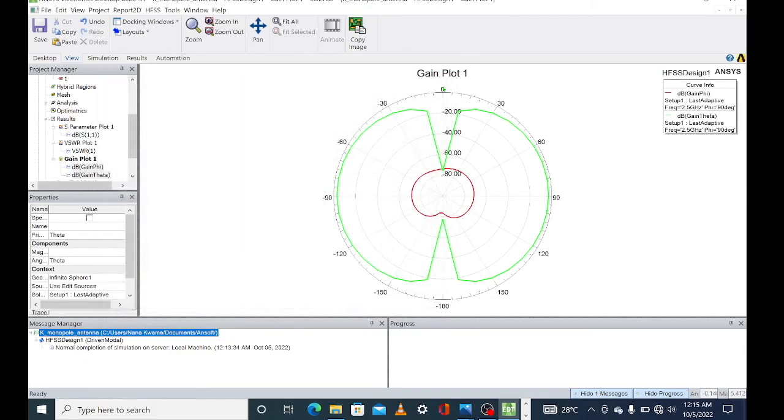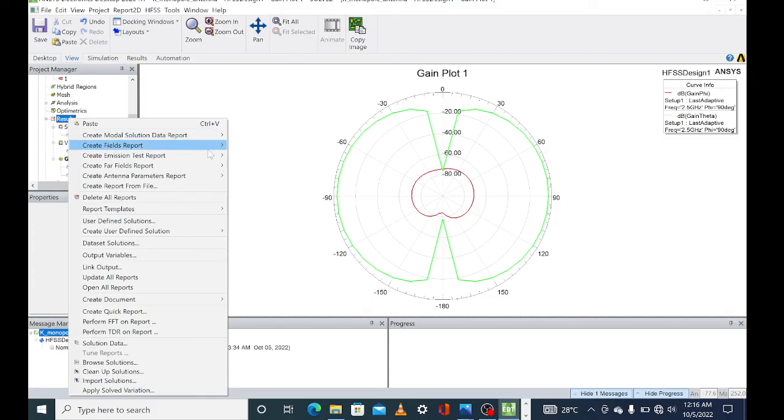A monopole is also omnidirectional, so this is what we expect, with unwanted radiations. Since the antenna is not perfect, you always get these radiations.